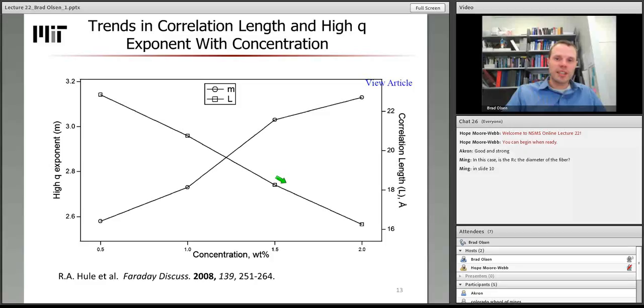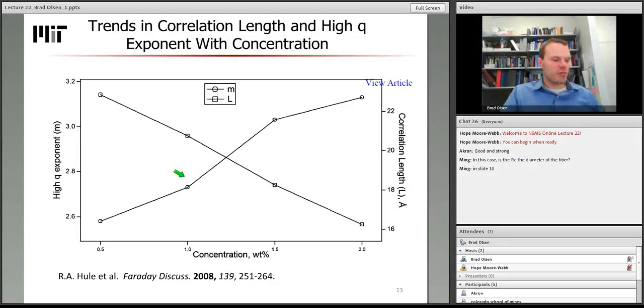The second thing you see is that as the concentration increases, the high Q exponent increases from a value of about 2.59 up to a value of about 3.15, with increasing concentration from 0.5 up to 2. And the value of this exponent reflects a mass fractal type of behavior in these systems, and the increasing exponent with increasing density is consistent with the mass fractal. It basically indicates that the mass fractal dimension is increasing, which is consistent with the increasing density of the system. And so again, this gives you some nice insight into how the structure evolves as a function of concentration within the hydrogel.